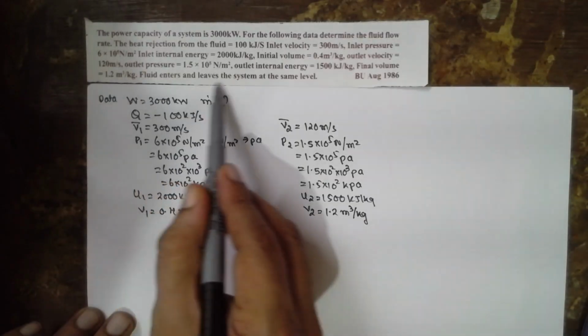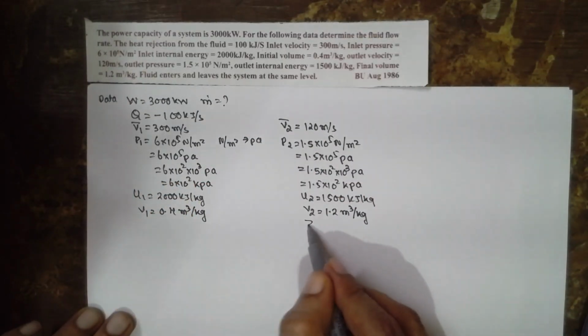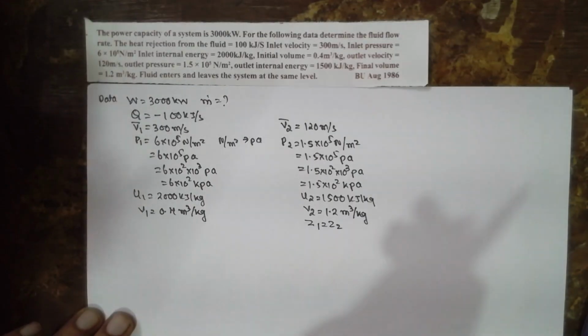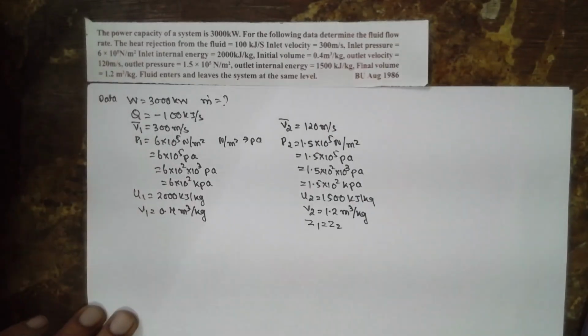Fluid enters and leaves the system at the same level. That means Z1 is equal to Z2. We need to find out the mass flow rate here.